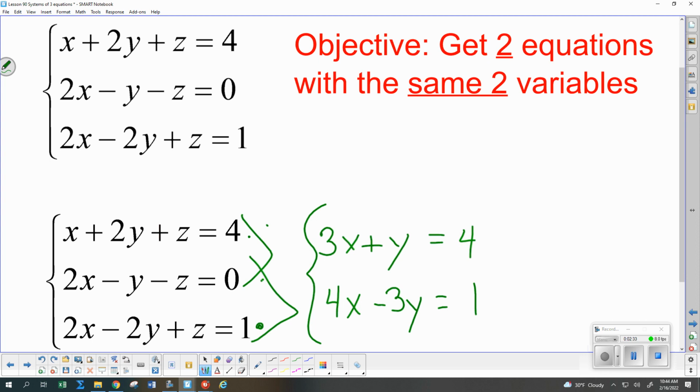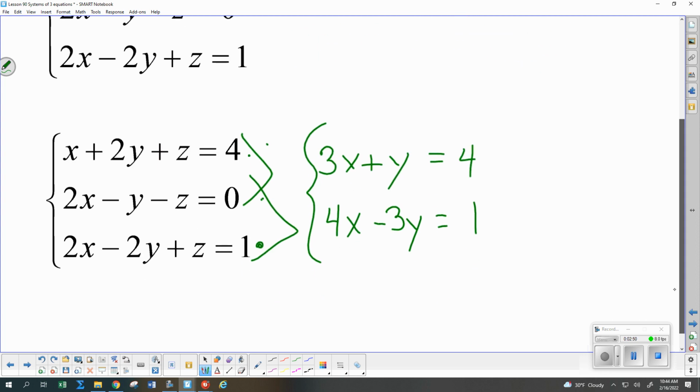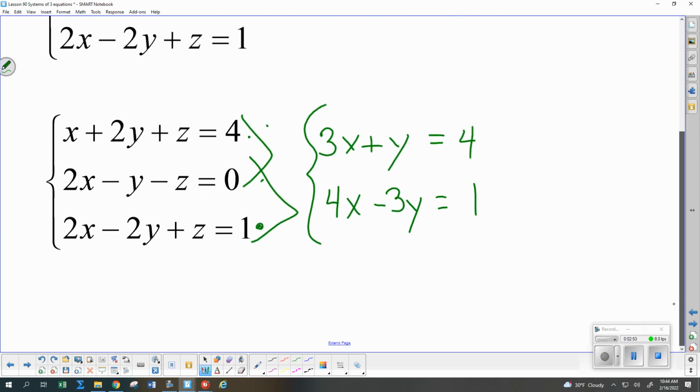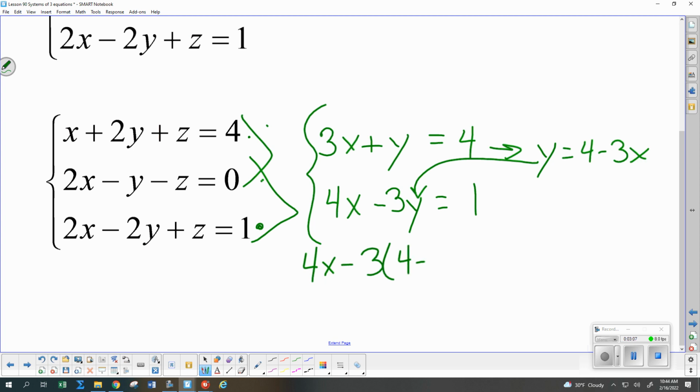So now we have two equations with x and y. Do you know how to solve a system like that? I better see every hand up right now. You've been doing these for a while, not just this year. Either substitution or elimination, your choice. I'm going to pick substitution just for the heck of it, and since I have a 1y already, y is 4 minus 3x. Plug that in for this y. And you go ahead and do that individually in your notebooks.